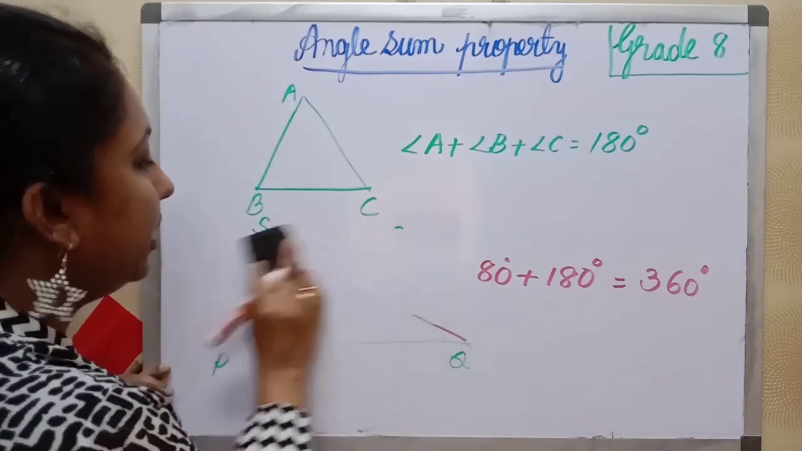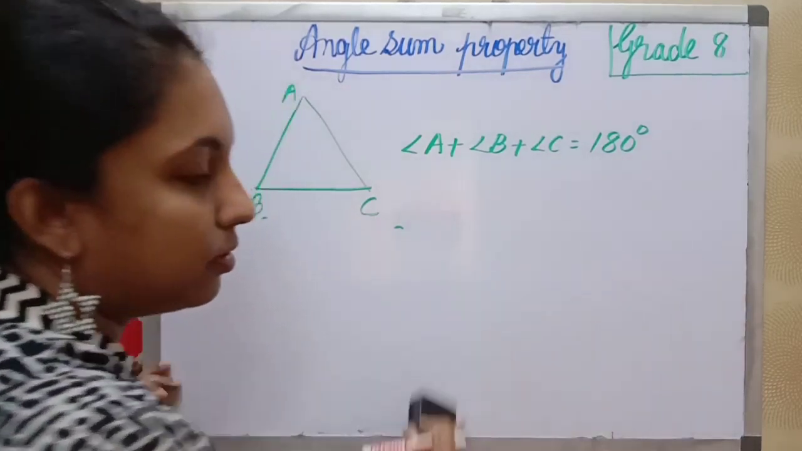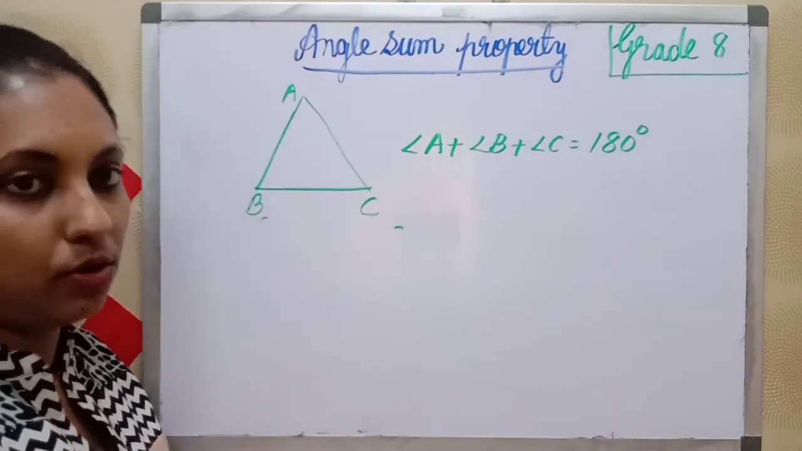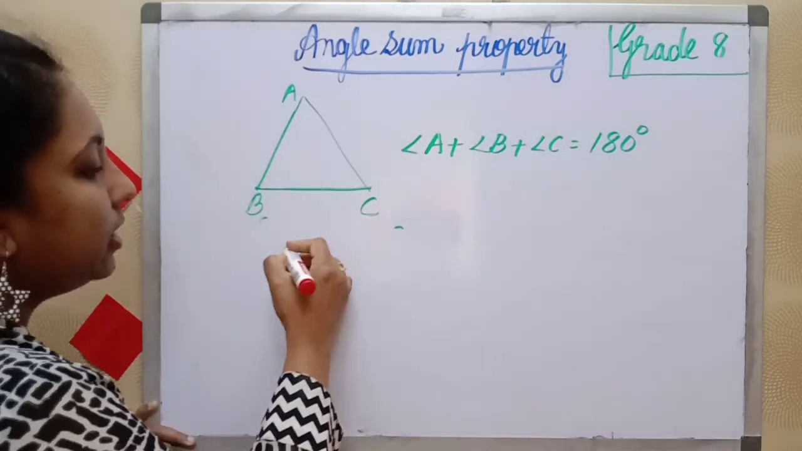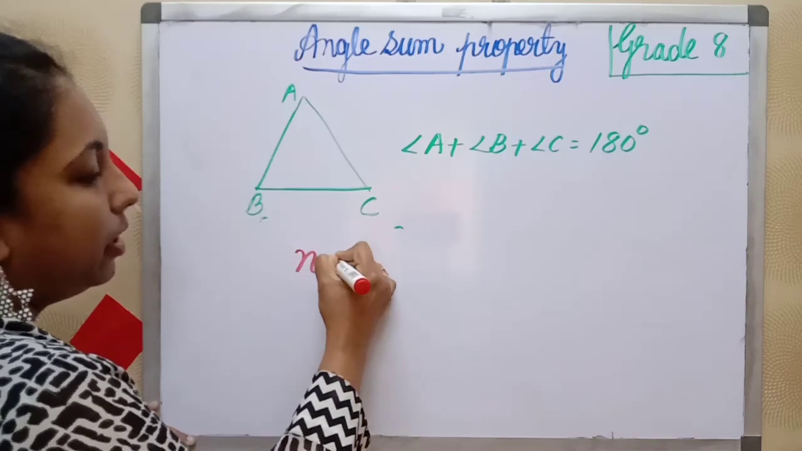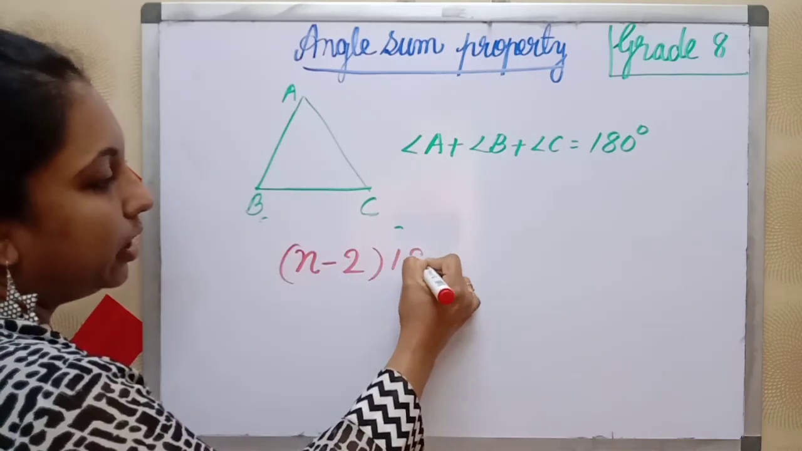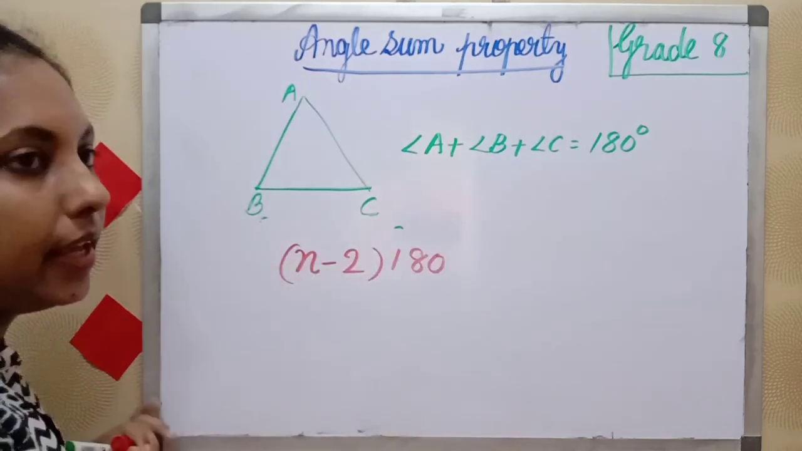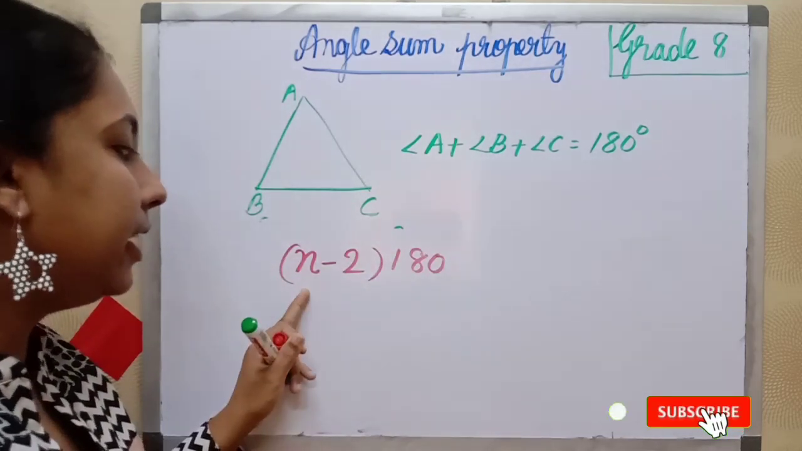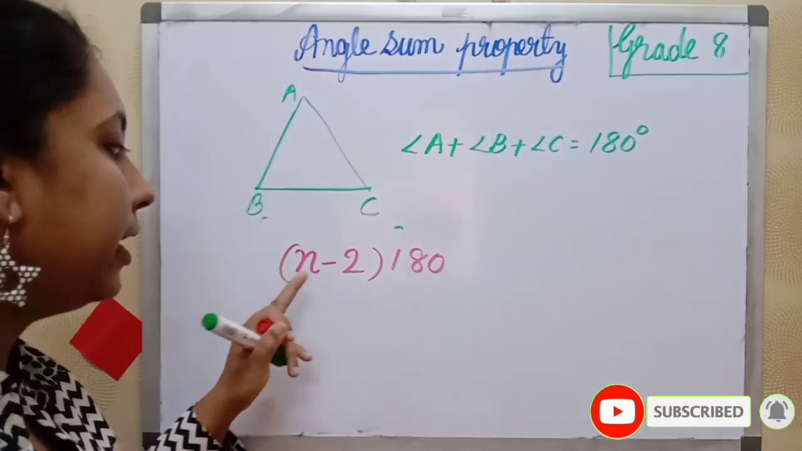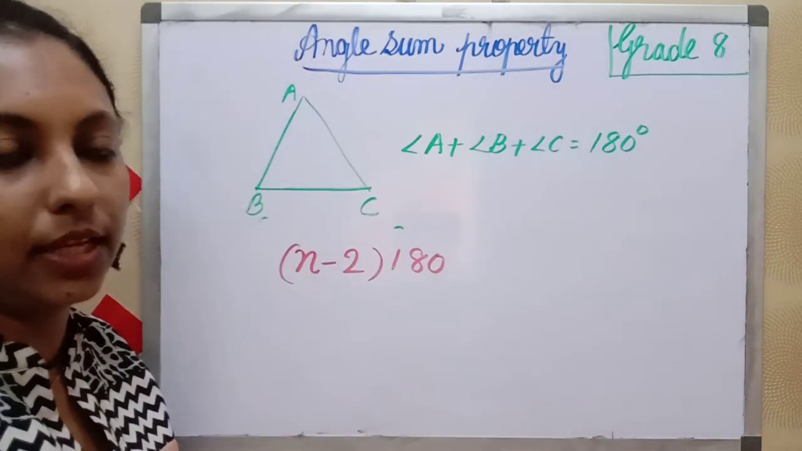Like this, we can find the sum of the interior angles of any polygon, for example a pentagon. We also have a formula: the sum of the interior angles of a polygon is equal to (n minus 2) into 180, where n is the number of sides.